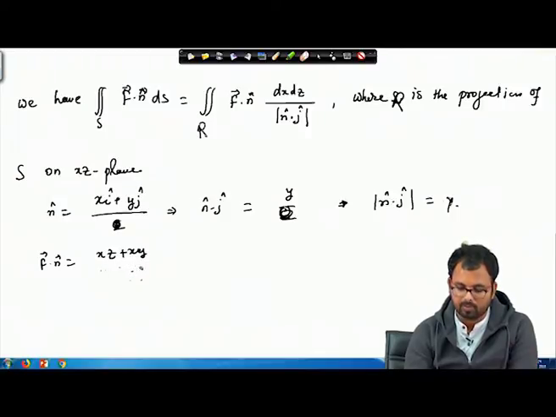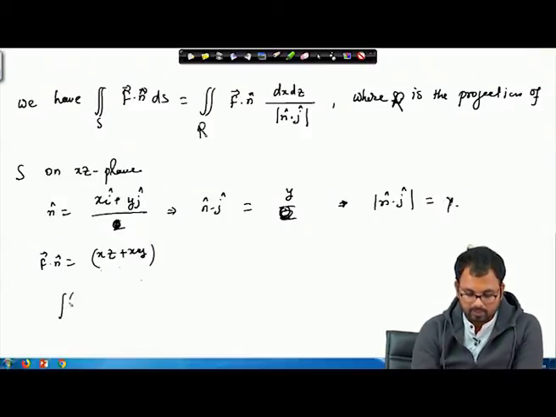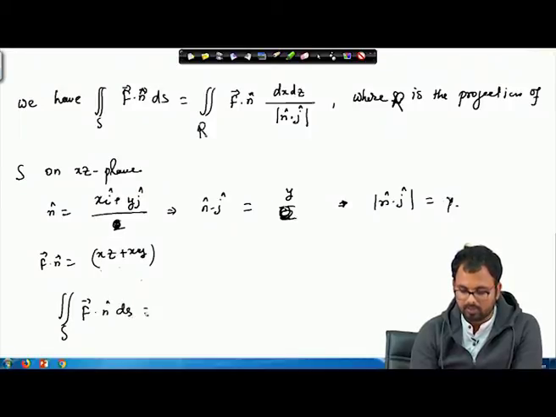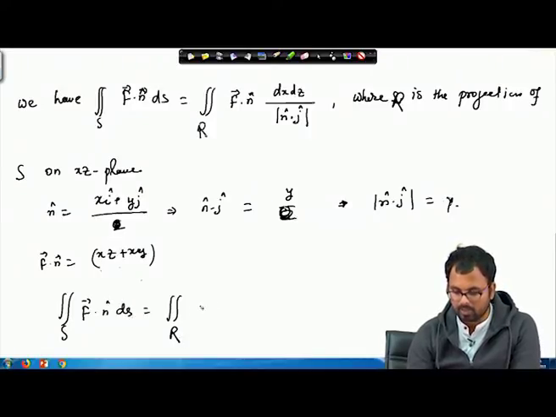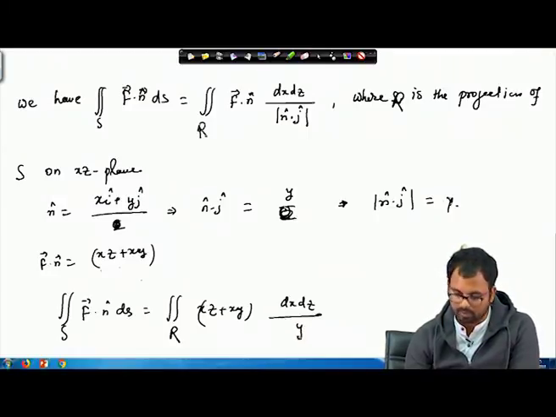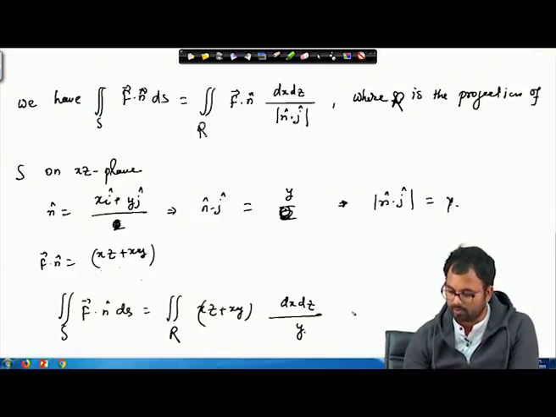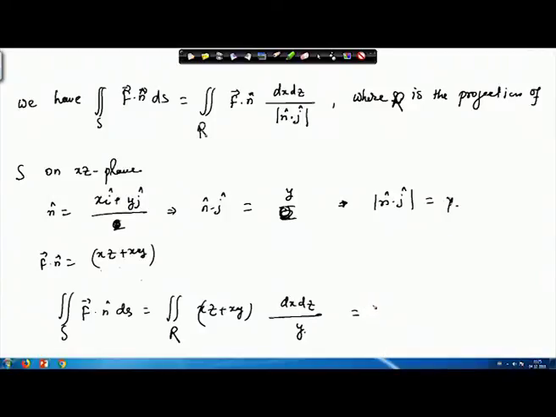So when we take the dot product, now we substitute all these values here. So our required surface integral over S of f dot n ds is equal to the integral over region R. F dot n is xz plus xy, and this one will be dx dz, divided by n dot j. So n dot j is simply y. And now, if we take the projection on R, then this will be the integral over the region R.